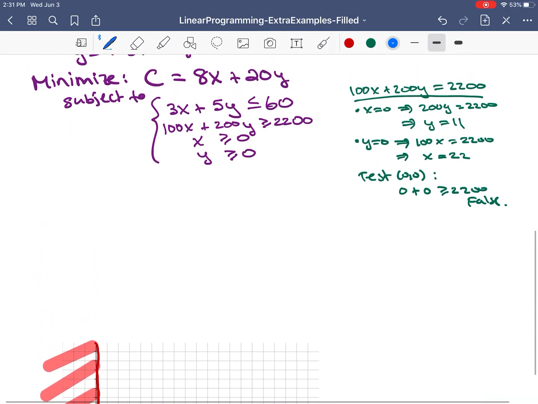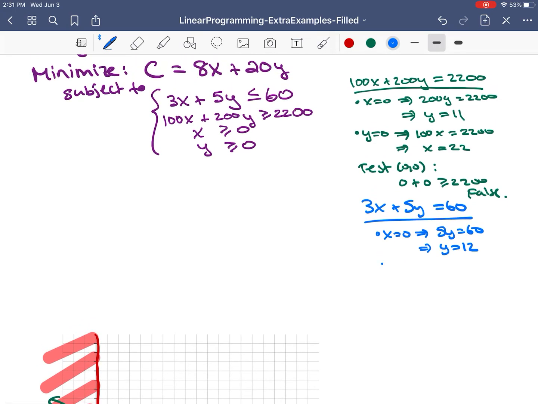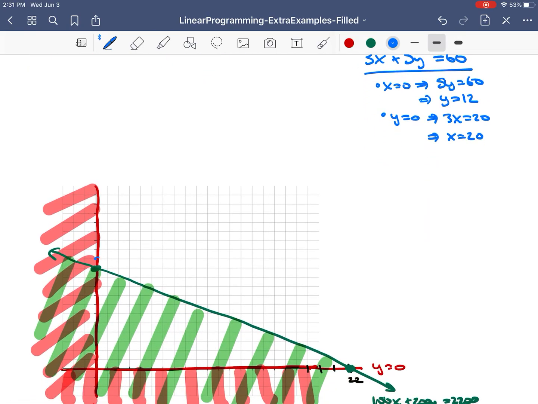Okay, now we have to do the other line. So maybe let's do it here. 3x plus 5y equals 60. So x equals 0 means 5y equals 60, which is y is 12. y equals 0 means that 3x is equal to 60, which means that x is equal to 20. So we have 0 and 12 and 20 and 0. So it's a similar line. Okay, so this one is the 3x plus 5y equals 60.